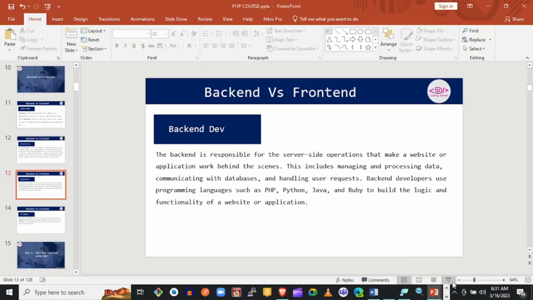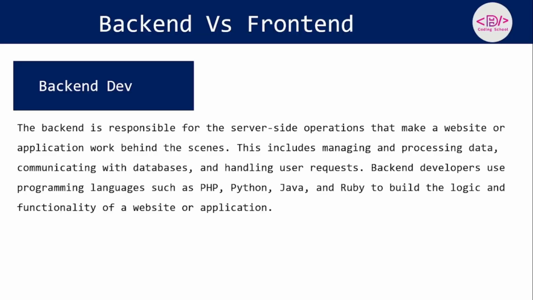So as we said, backend is responsible for those operations that happen at the server. And speaking of which, in this course we are going to spend most of our time actually doing the backend. So backend developers use programming languages such as PHP, Python, Java, Ruby to build the logic and functionality of a website.